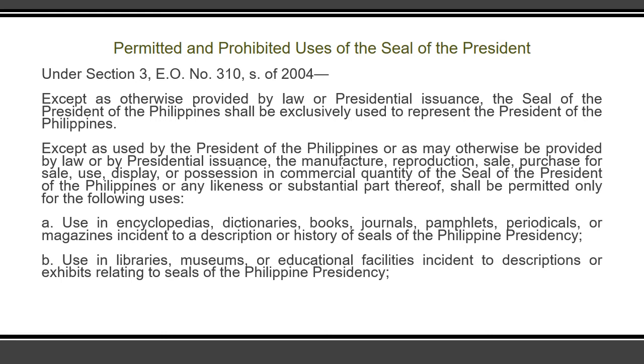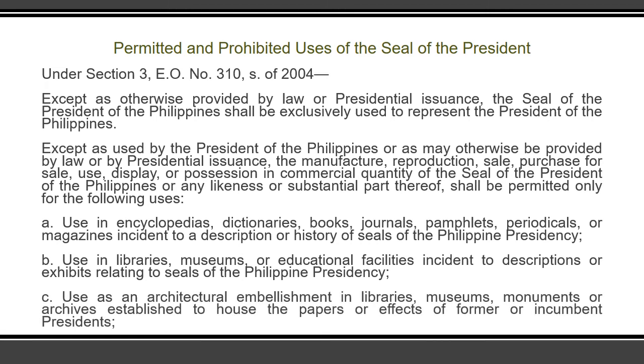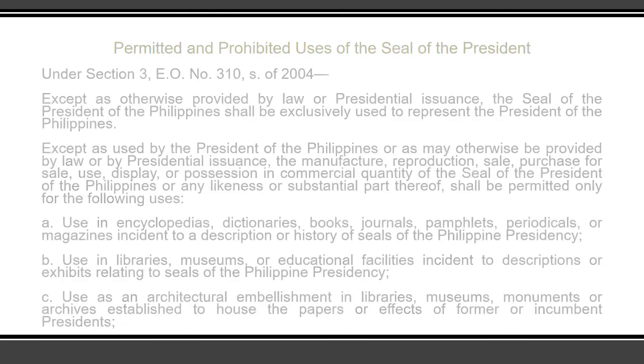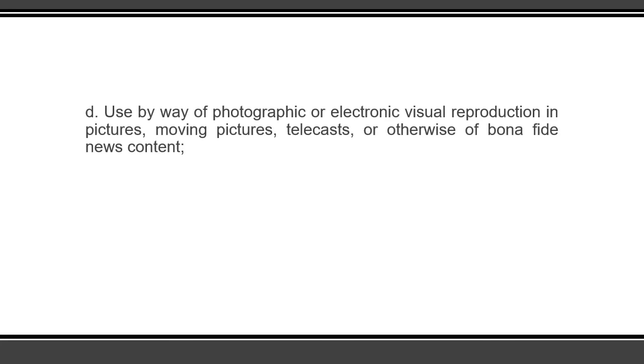Letter B. Use in libraries, museums, or educational facilities incident to descriptions or exhibits relating to seals of the presidency. Letter C. Use as an architectural embellishment in libraries, museums, monuments, or archives established to house the papers or effects of former or incumbent presidents. Letter D. Use by way of photographic or electronic visual reproduction in pictures, moving pictures, telecasts, or otherwise of bona fide news content. And letter E. Such other uses for exceptional historical, educational, or newsworthy purposes as may be authorized in writing by the Office of Presidential Protocol.